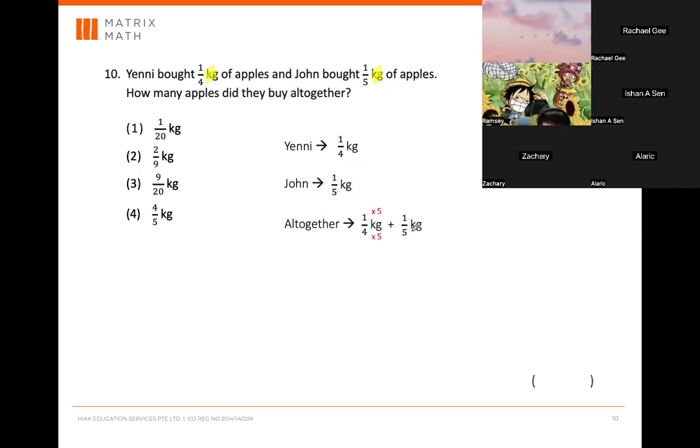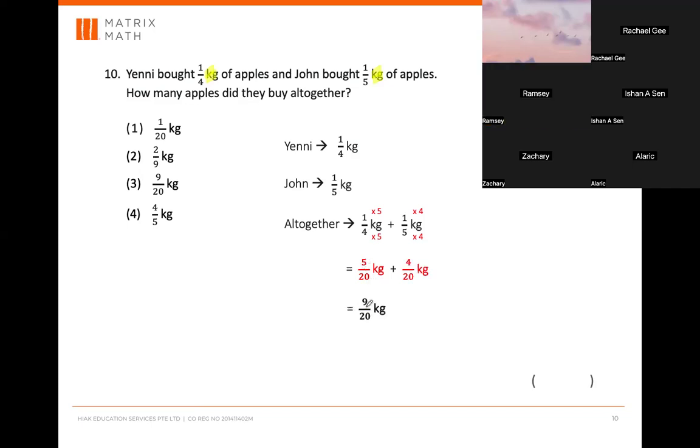So in this case it is 20. So basically you can times each other to find the lowest common multiple. Okay, so you have 5/20 and 4/20. So you get 9/20 kg.